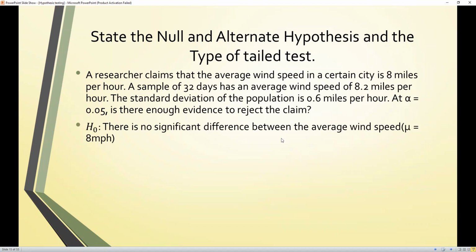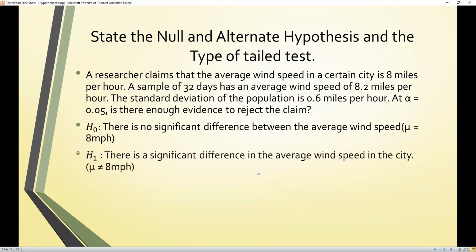Okay, so there is no significant difference between the average wind speed from the claim of the researcher, which is 8 miles per hour, and the sample mean, which is 8.2 miles per hour. So if there is no significant difference, then we can say that mu is actually 8 miles per hour. Okay, so there is a significant difference in the average wind speed in the city if we can prove that 8.2 is significantly higher than the 8 miles or significantly different than 8 miles, then mu is not equal to 8 miles per hour.